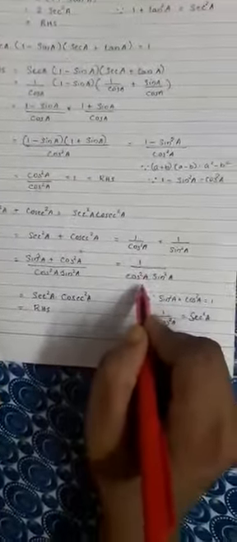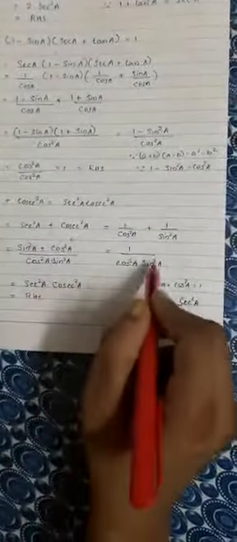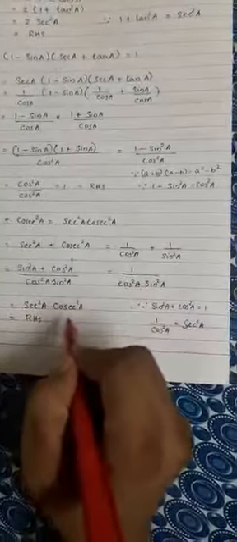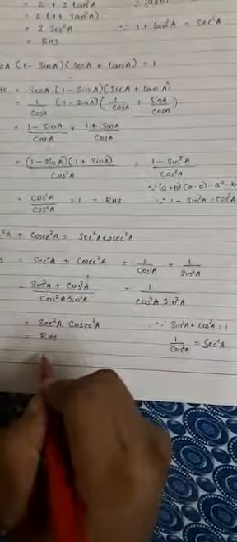1 by cos square A is equal to sec square A. 1 by sin square A is equal to cosec square A. That is equal to RHS.